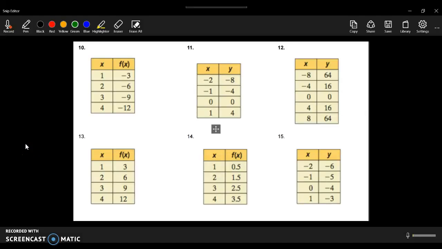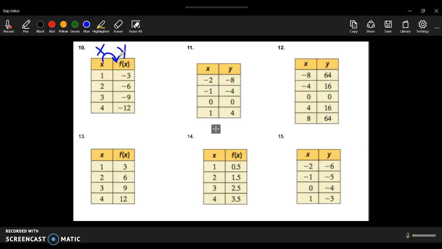Okay, so let's talk about some function tables. Now, as you can see, this is the same kind of thing we've been making before, which are essentially XY charts. We have a whole bunch of XY charts made for us, and we really want to know what the function rule is, or how I get from this X value to this Y value.